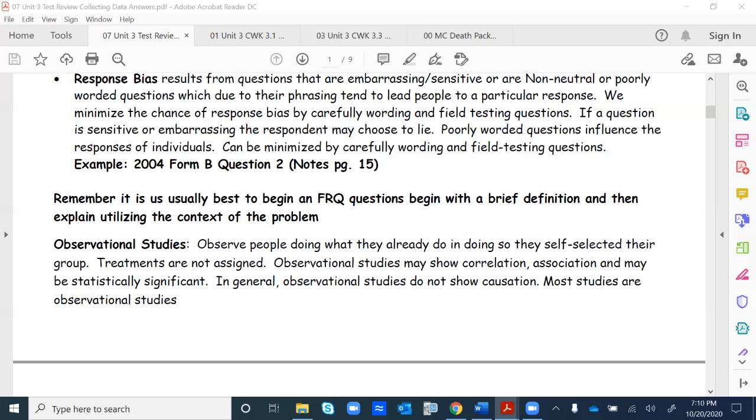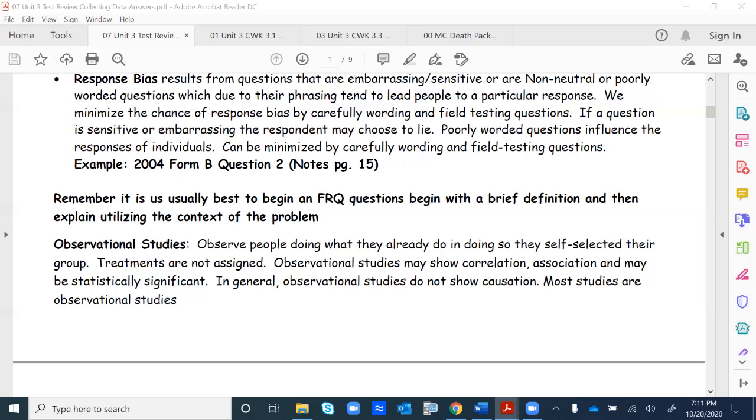Observational studies is one of the ways we collect data, and they are observing people doing what they already do. In doing so, with an observational study, they are basically self-selecting. We are not assigning them treatments. And they are really good. They're the most common studies we have. I mean, they can show correlation, they can show association. They may show that there's a relationship, and they can be statistically significant, but they cannot show causation.